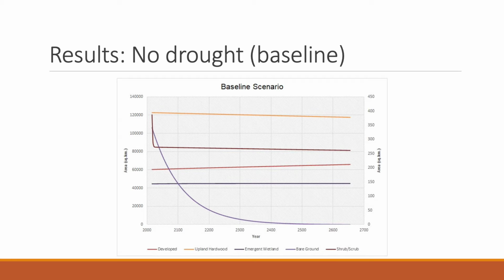We also see about a 9% gain in developed land, and we don't see a change in the emergent wetlands. We also see a slight 4% decrease in upland hardwood habitat and about a loss of 32% of shrub scrubland habitat by 2655.